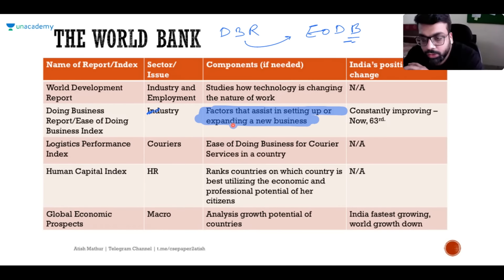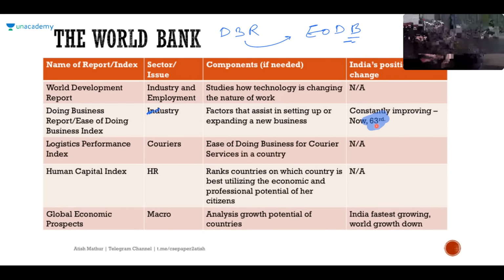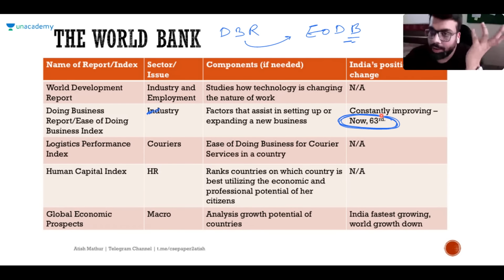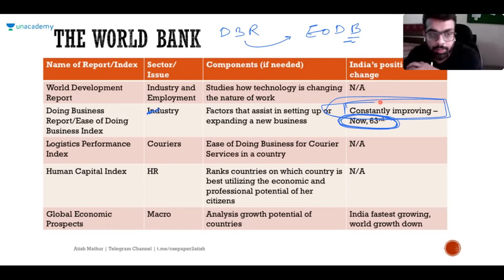Okay, so the larger idea is the ease of doing business index, again drafted by the World Bank. It's essentially looking at factors that assist in setting up or expanding new businesses. There has been a change in India's position. We're now currently at 63rd. Again, I'll be very clear on this: you will not be asked this number in the exam. You will never be asked what India's actual position is. This is just to elaborate on context for you. And yes, India has constantly been improving on this front. All right, so that is that.